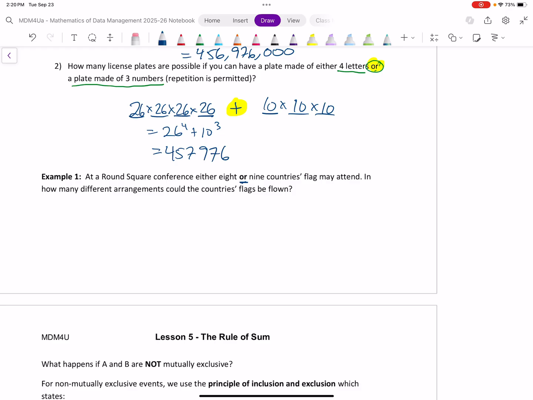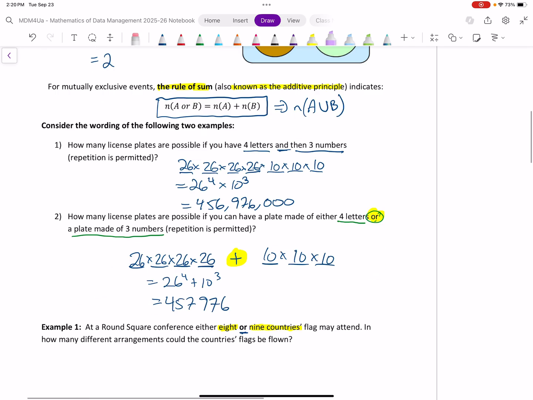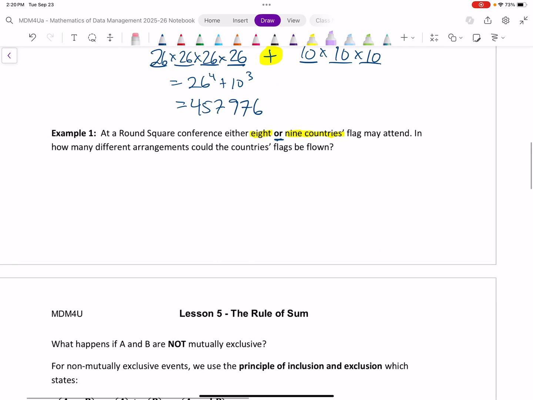So one thing to consider is that is there overlap in this? Can you have 8 flags and 9 flags at the same time? And the answer would be no. If they cannot occur at the same time, that's this stuff in purple at the top here. If they cannot occur at the same time, then you know that they're separate. It just doesn't make sense to have 8 and 9 at the same time.